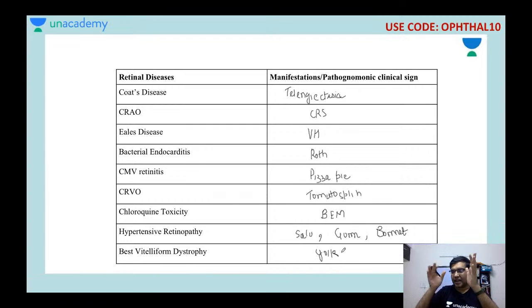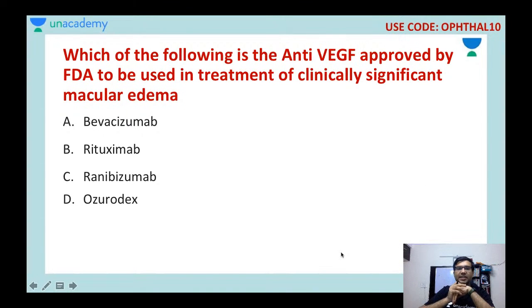Okay, so have you got any doubt till now? Okay, chalo, let's move to our next question. Next question is, which of the following is the anti-VEGF approved by the FDA to be used in the treatment of clinically significant macular edema? So remember, there are lots of anti-VEGFs which can be given. The one which is FDA approved, what is the name?